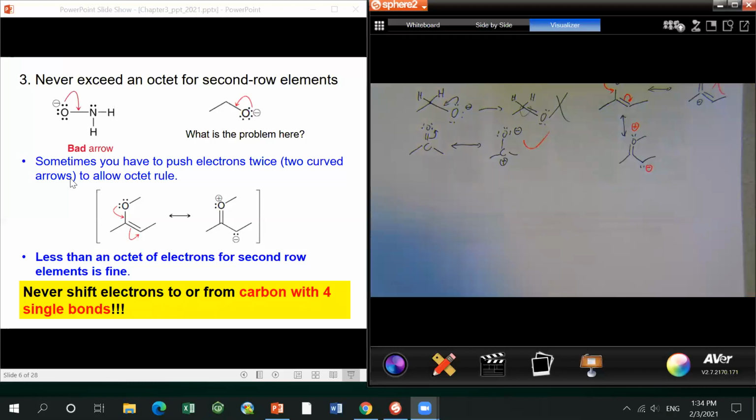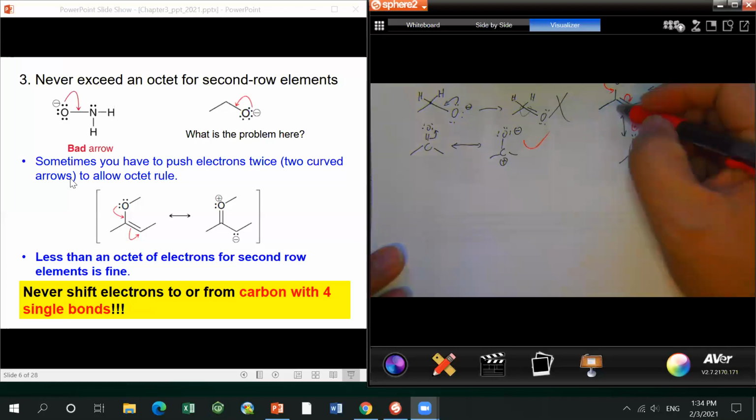All right. So now we come to one of the most important sentences in this chapter. Never shift electrons to or from a carbon with 4 single bonds. So you cannot put electrons on a carbon with 4 single bonds, or take electrons away from it. For example, we use this structure as an example.